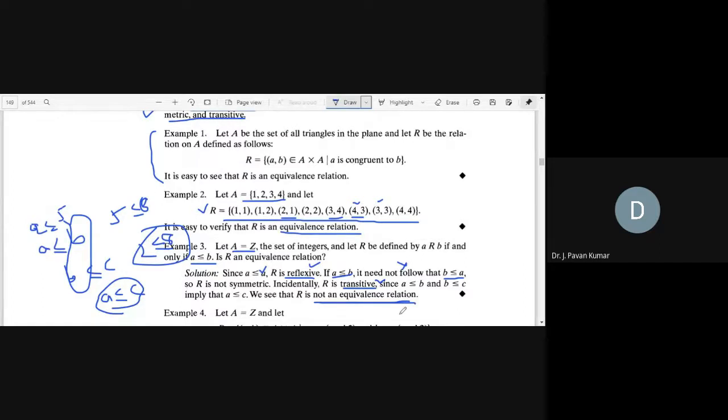Clear? Yes. Okay. Any doubt so far? Okay.